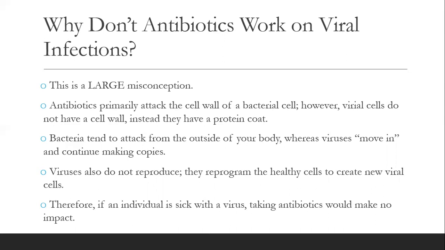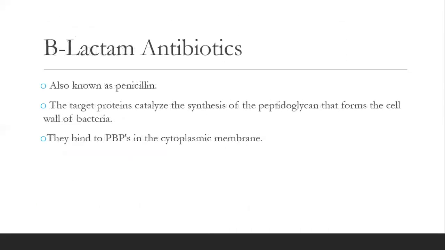So now let's move on to learning about 4 different types of antibiotics. First type is B-lactam antibiotics. This is also known as penicillin. This is a very common antibiotic as it is very helpful. They work by targeting proteins that catalyze, which basically means end, the synthesis of peptidoglycan that forms the cell wall of bacteria. They work by binding to the PBPs in the cytoplasmic membrane.